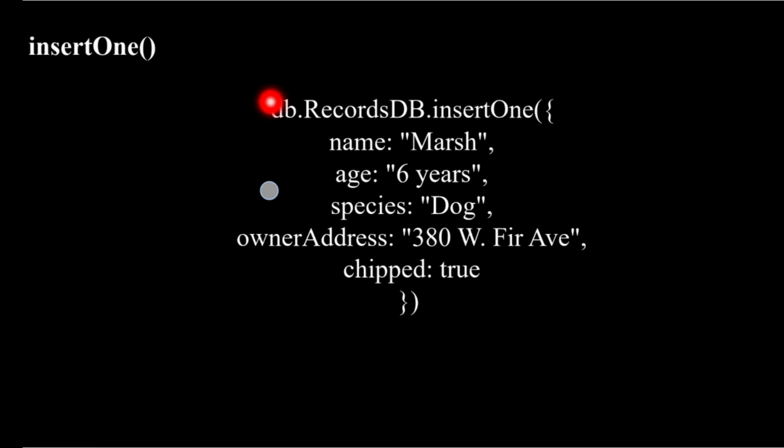So we need to start with db dot, and what is the collection name here? I'm keeping records db as an example. Then dot insert one. Inside that I need to give some data, for example: name Marsh, age 6 years, species dog, owner address 380 w.farive, chip read true. Everything goes inside these brackets, and everything is given as input.